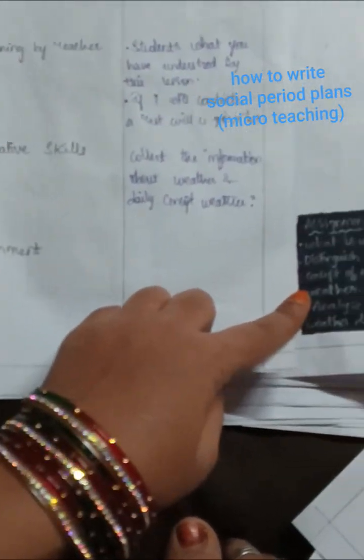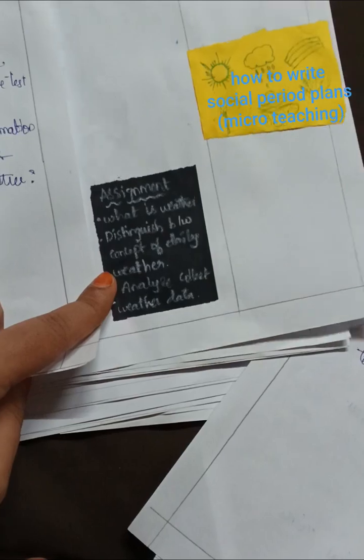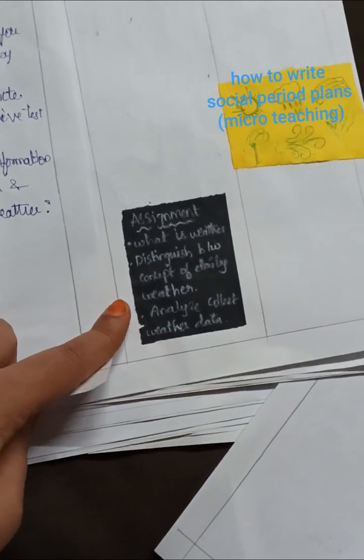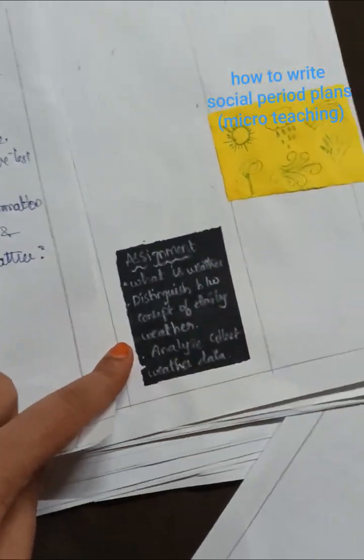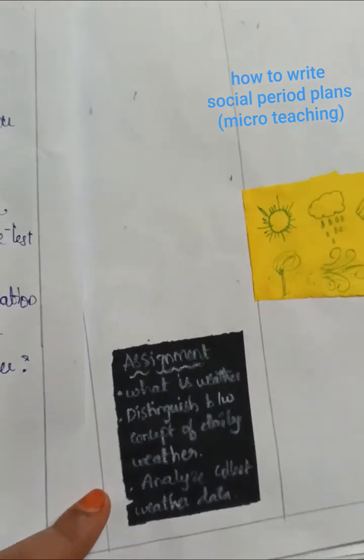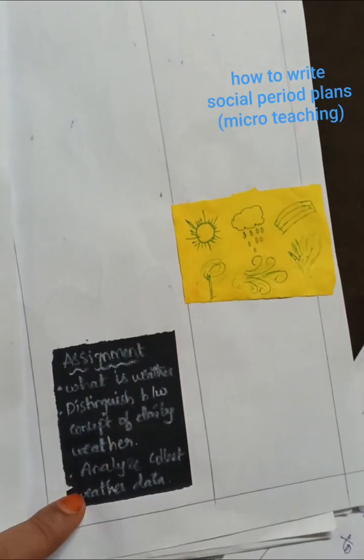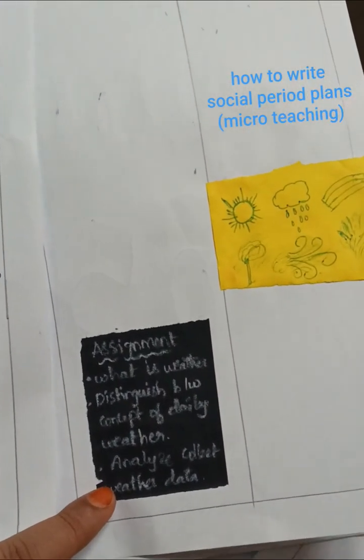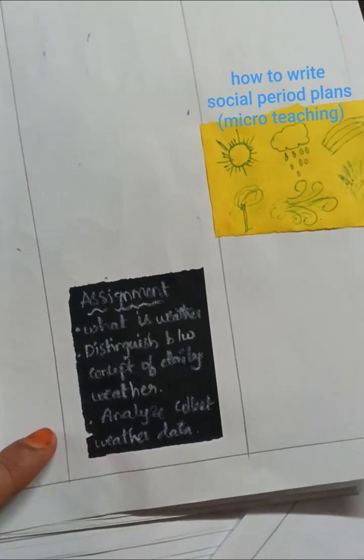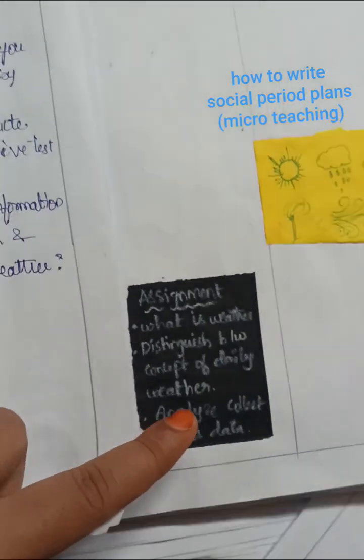Next one is assignment. Lastly, homework or assignment will be given after the class. You will give assignment or homework to the students. Assignment questions you have to write on the blackboard. Some questions will be given to the students to write down.